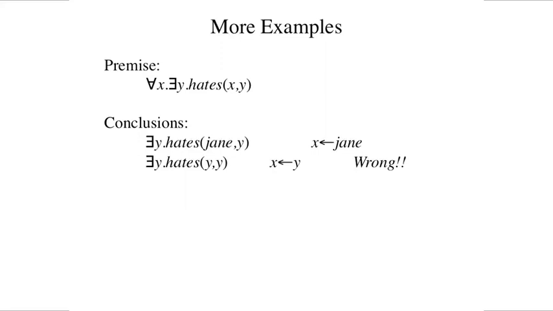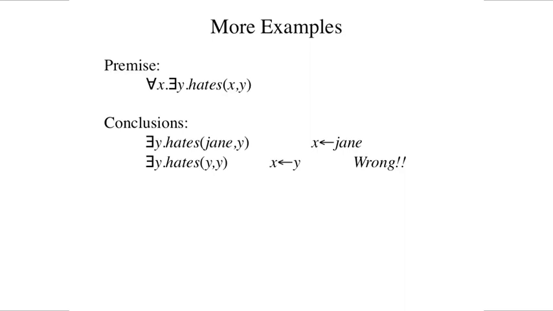In using universal elimination, we have to be careful, however, to avoid conflicts with other variables and quantifiers in the quantified sentence. This is the reason for the constraint on the replacement term. Consider the sentence shown here. For all x, there exists a y such that hates xy. That is, everybody hates somebody.